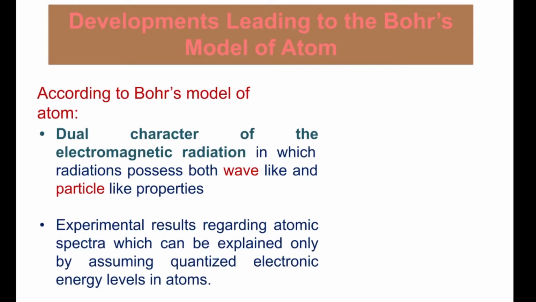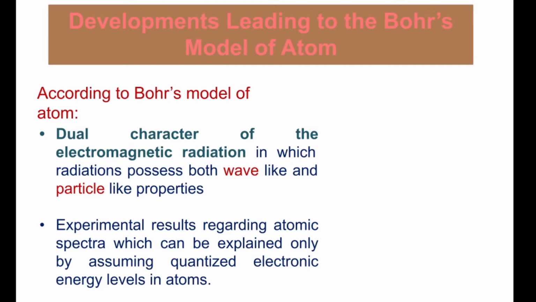Developments leading to Bohr's model of atom. According to Bohr's model of atom, what were those two developments which actually led Bohr to develop his model of atom? First of all, the dual character of electromagnetic radiations, in which radiations possess both wave and particle-like properties. Dual character means electromagnetic radiations possess both wave nature as well as particle nature.